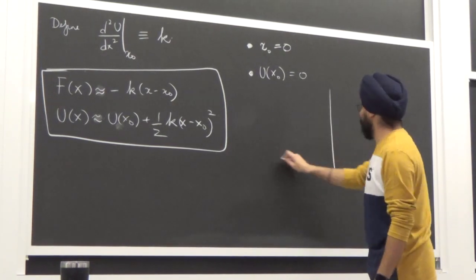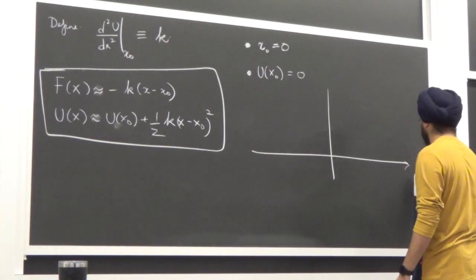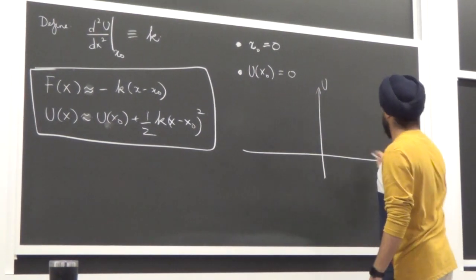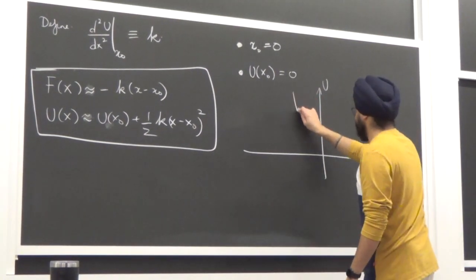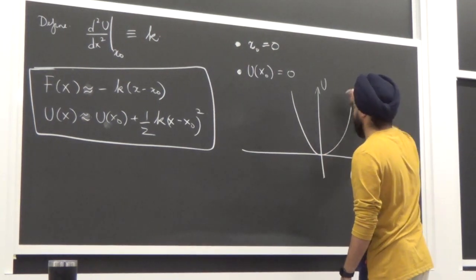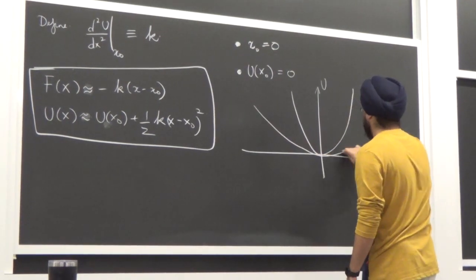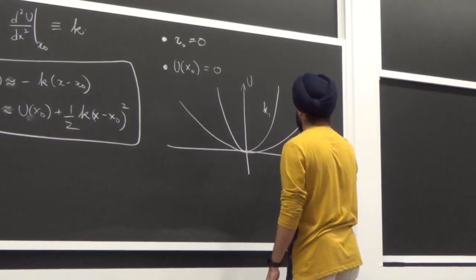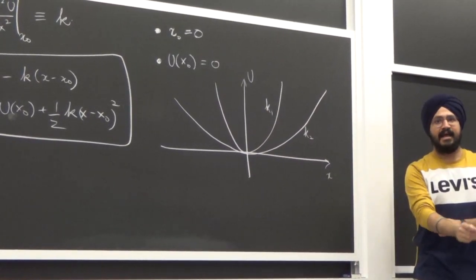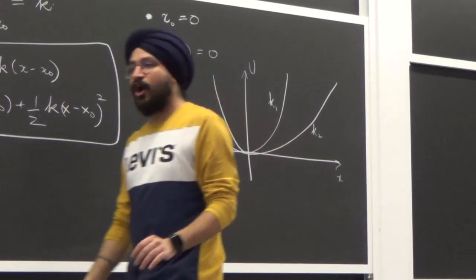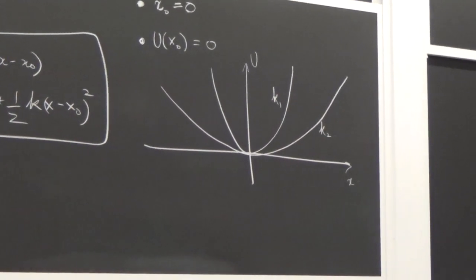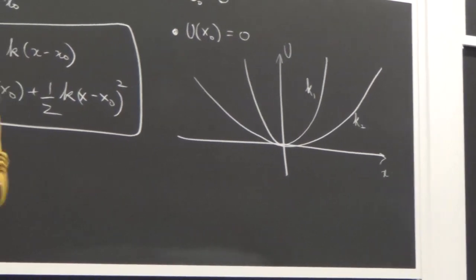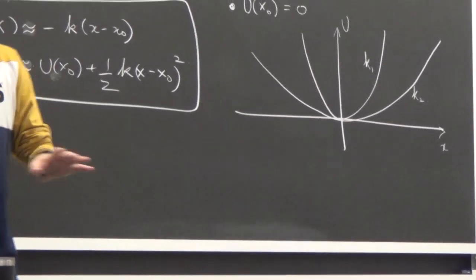So let's just look at two curves. Let's say I have, as a function of x, this is one of my curves, and this is the other curve. This corresponds to k1, this corresponds to k2. Notice one thing before you. I have not used the word spring even once. I mean, now I just did, but before that I did not. I did not use the word spring anywhere. And I got you the spring equation.